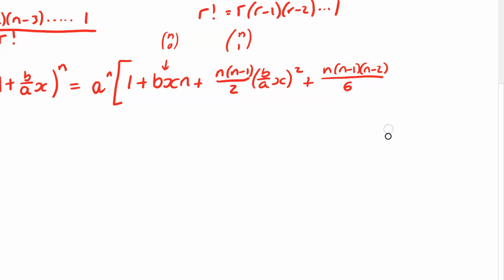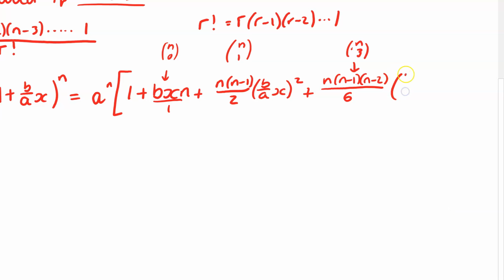Again, that one comes from nC3, and the 6, it actually comes from 3 factorial. The 2 is from 2 factorial, and there was effectively a 1 under here because that is from 1 factorial. So I'm just telling you where all these come from. And that is multiplied by b over a x, all cubed. And that carries on. Now it's unusual for them to want you to go any further than that. Like I say, it is a formula that you are given.